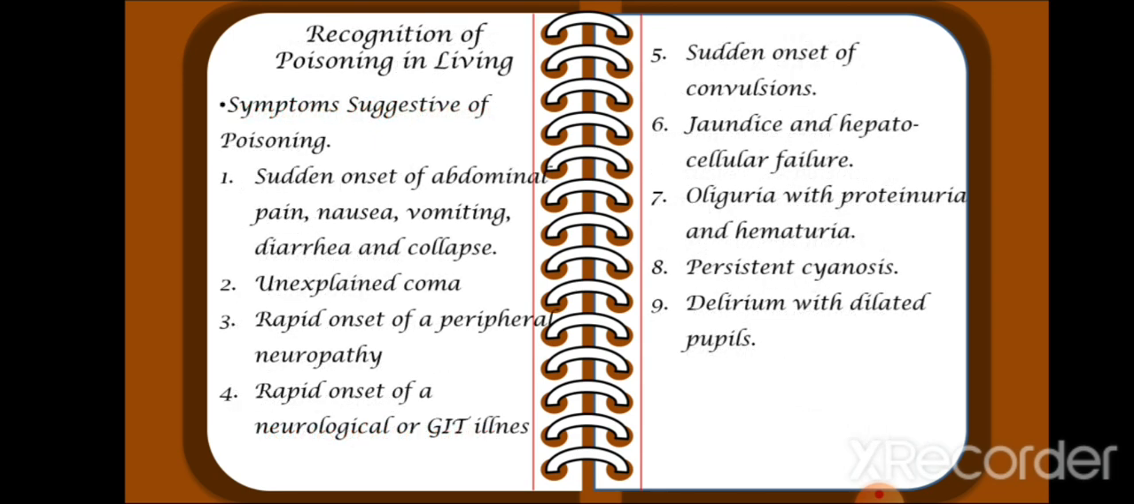Recognition in the living: symptoms suggestive of poisoning. What are the symptoms to be seen that are suggestive of poisoning? Sudden onset of abdominal pain, nausea, vomiting, diarrhea, and collapse. A person can even collapse. Unexplained coma, especially in the cases of children, rapid onset of peripheral neuropathy. Peripheral neuropathy, you will see the twisted hand and the twisted foot.